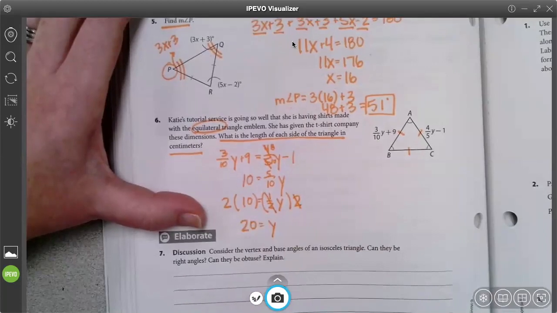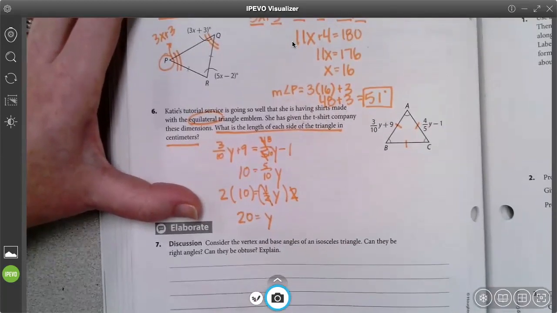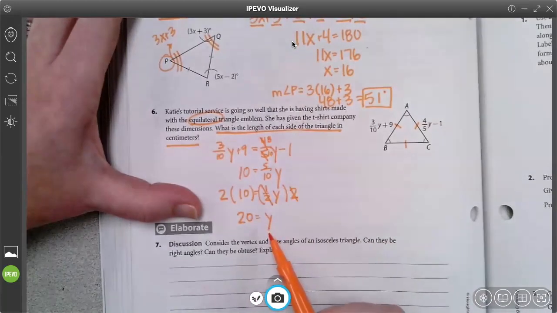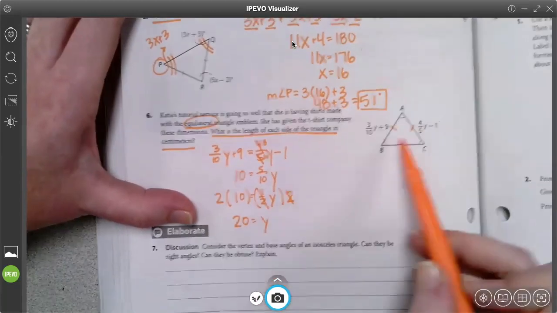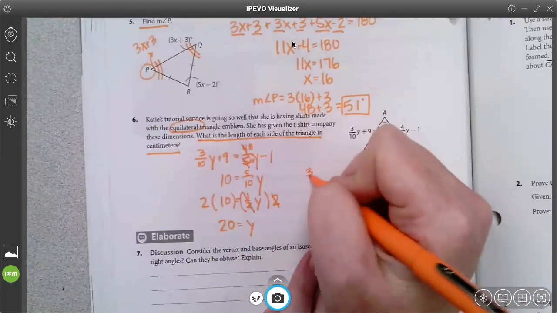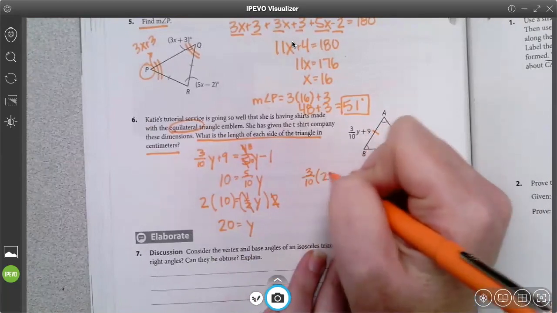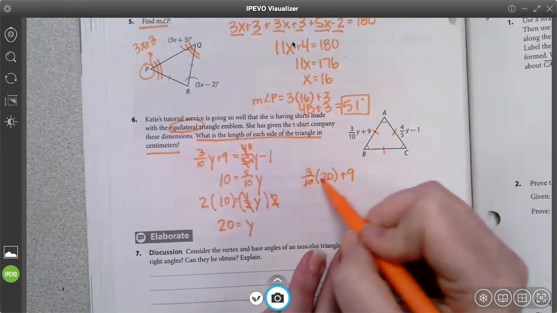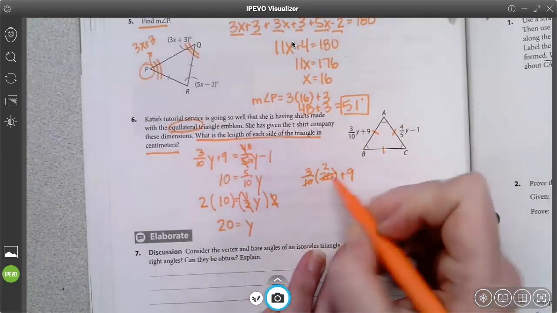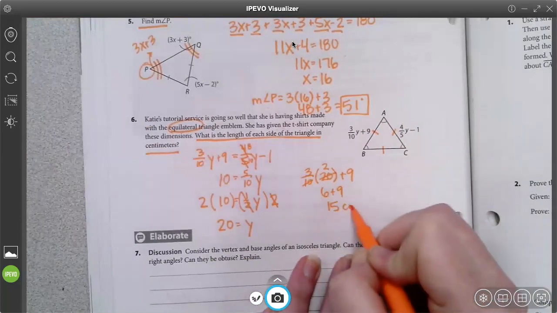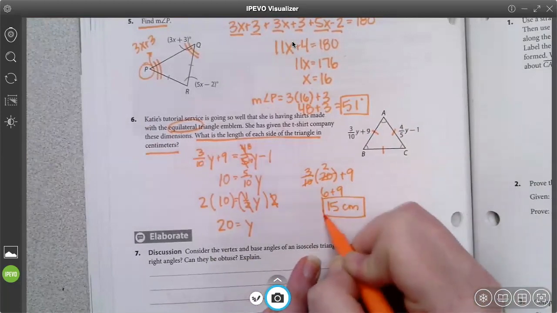Once again, double check to make sure that you know what you're solving for. The question asks for the length of each side, not for y this time. So we're going to take that 20 and plug it into either one of these equations because they should be the same length. So I'm going to do 3/10 times 20 plus 9. I'm going to simplify over here. 3 times 2 is 6. 6 plus 9 is 15 centimeters on each side of the triangle.